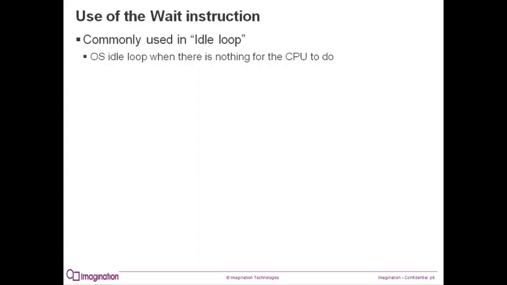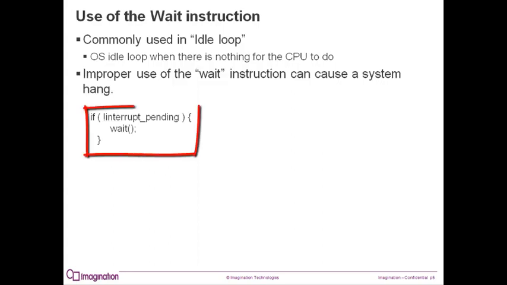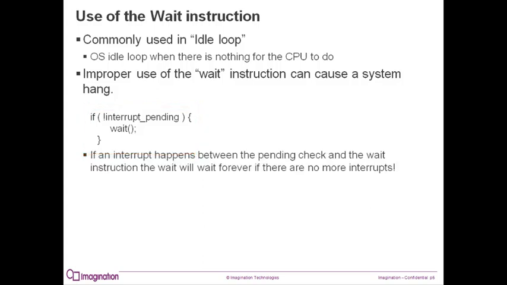The wait instruction is commonly used by an OS in its idle loop. It would seem simple to use an if statement with one function call that in turn executes the wait instruction, but this can cause a race condition because there is no atomic check of interrupt pending and executing the wait instruction. An interrupt can slip in between the pending check and the call to wait.